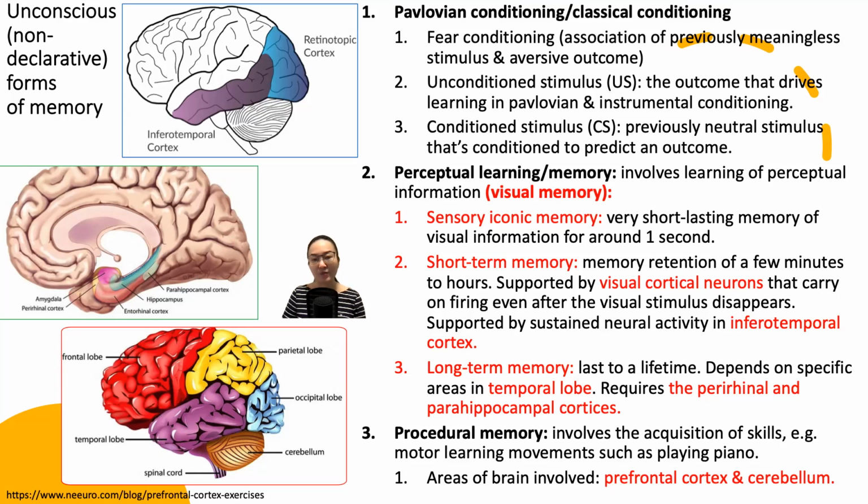The last part is procedural memory. It involves the acquisition of skills, for example, motor learning movements, such as playing piano. Areas of the brain involved are the prefrontal cortex and cerebellum. You can see the cerebellum on the left-hand side, actually the last picture here, cerebellum.